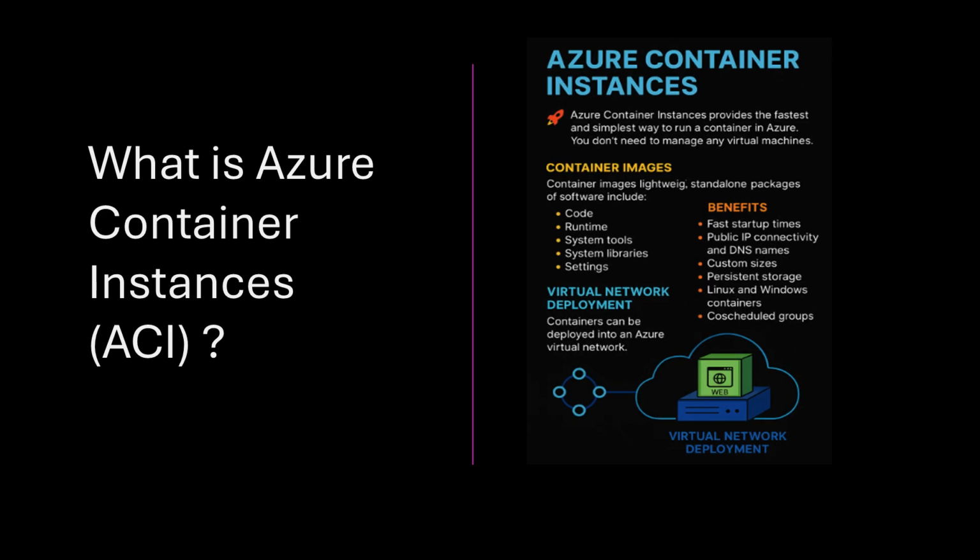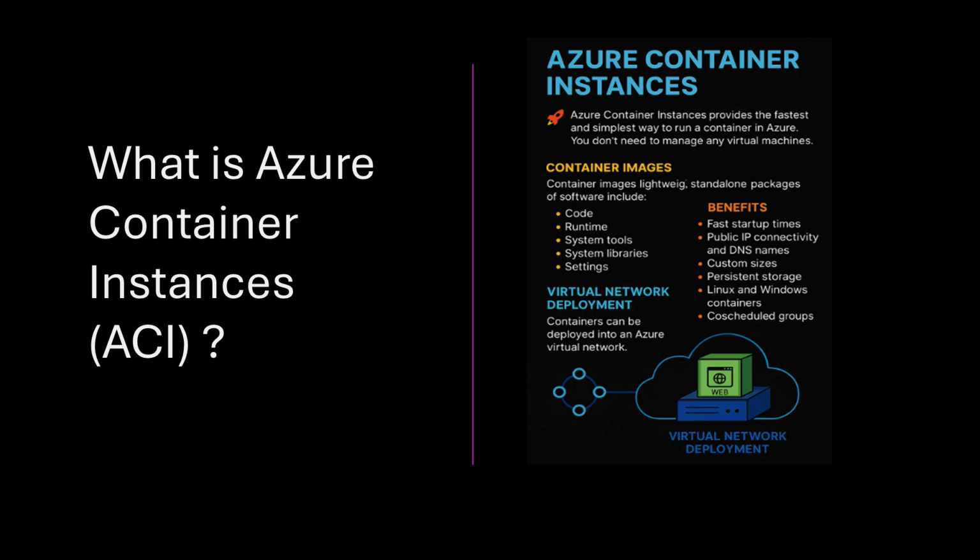Azure Container Instances is the fastest and simplest way to run containers in Azure. You don't need to manage virtual machines, clusters, or any infrastructure. All you do is define your container and let Azure handle the rest. This makes ACI an ideal choice when you need to quickly spin up containers for isolated workloads, development environments, testing scenarios, or even production microservices that don't need orchestration.